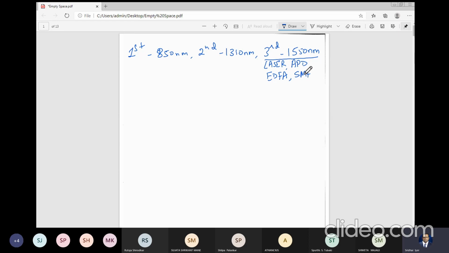Then lastly, in the previous lecture, we did the general system for an OFC, and we saw how it is different from an electrical system. There are two differences. On the source side, before the modulator, we need a source which will convert the electrical signal, that is the flow of electrons, into corresponding light, which is photons.